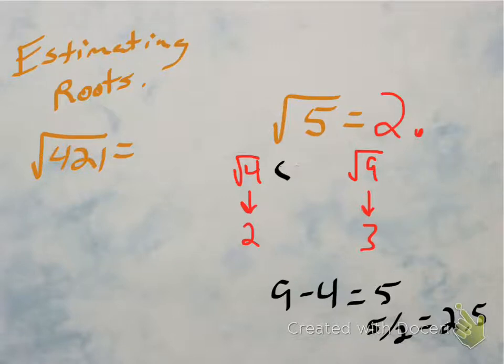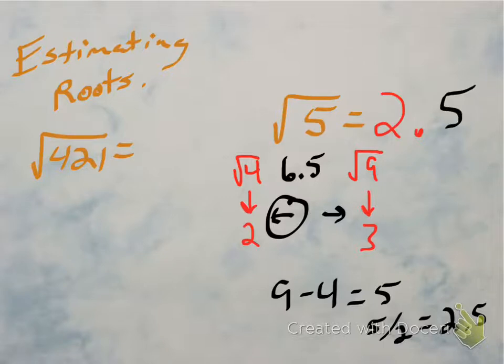So really, right in half of these two numbers right here would be 6.5. Now, here's something we can already see. Is 5 on this side of 6.5 or is it on this side? It's on this side. So we know it's got to be below 2.5.